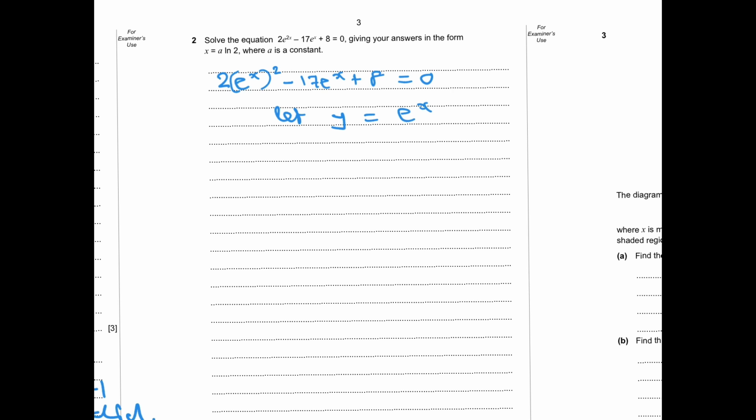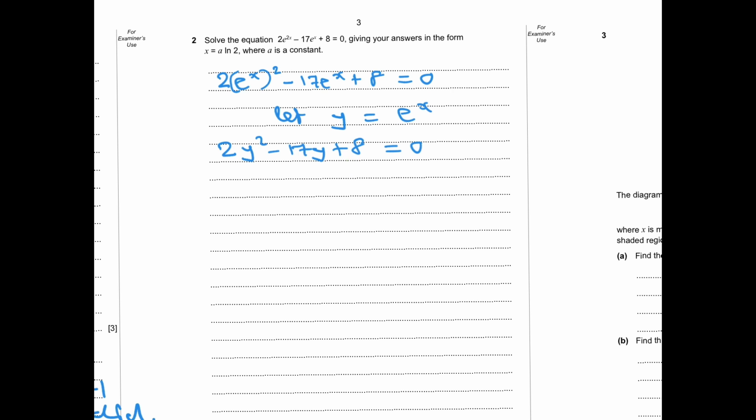All right, so I would rather use another variable, which is y. So I'm going to have 2y squared minus 17y plus 8 is equal to 0. That's the equation that I'm having, and you can see that's actually a quadratic equation. So just by a simple substitution, we can convert that into this.